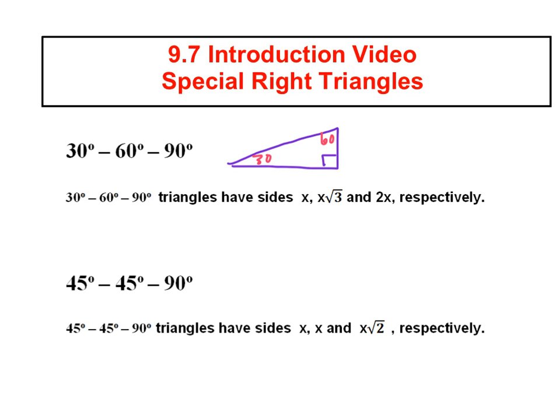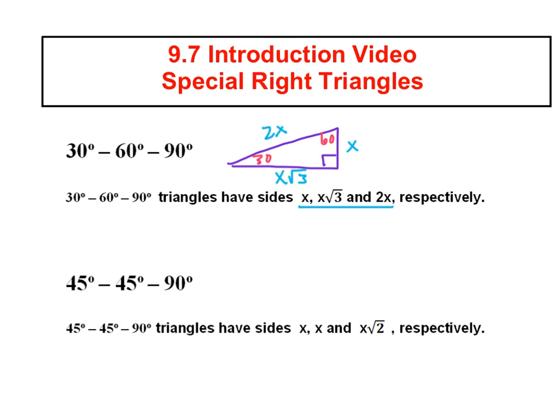So every time you have a 30, 60, 90 triangle, you can label your three sides with these labels: x, x square root of 3, and 2x. The x always goes across from the 30 degrees, so that side is always x. The x square root of 3 goes across from the 60, and the 2x goes across from the 90.